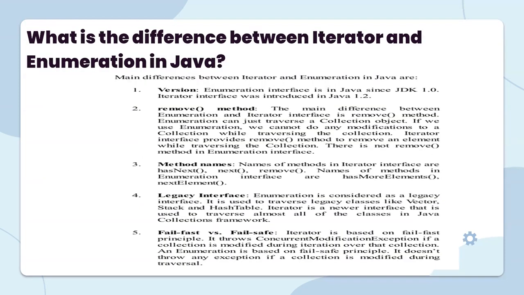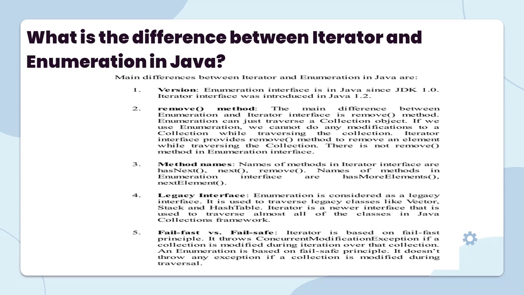Next question. Iterator is simple. By using an iterator, we access the elements from the collection. So, what is the difference between iterator and enumeration? Enumeration is also doing the same purpose, accessing the elements from the collection. But what is the main difference?